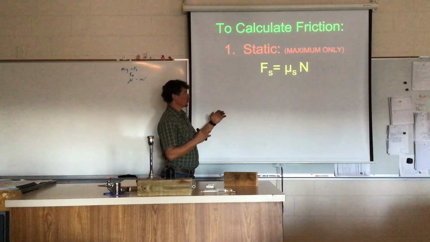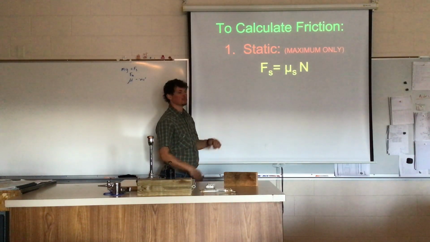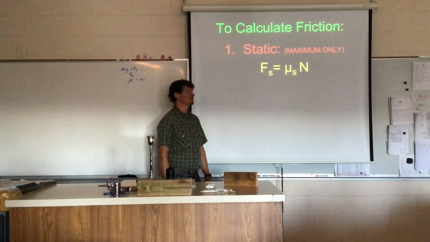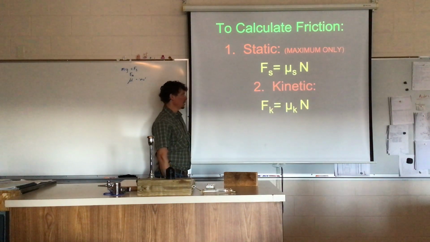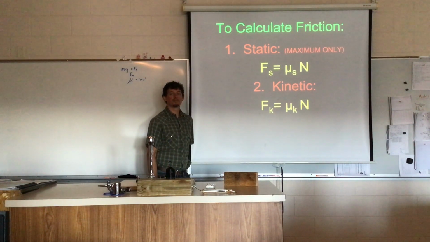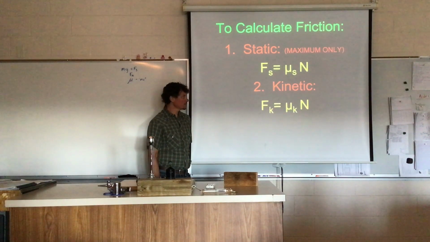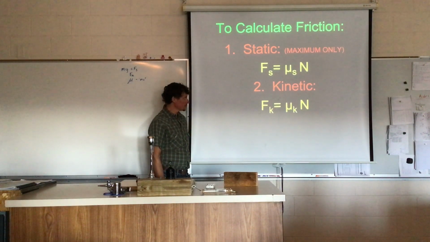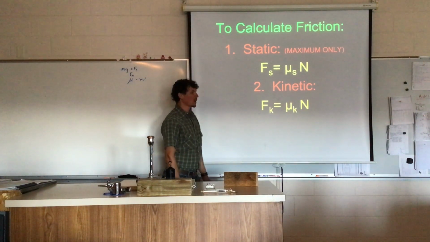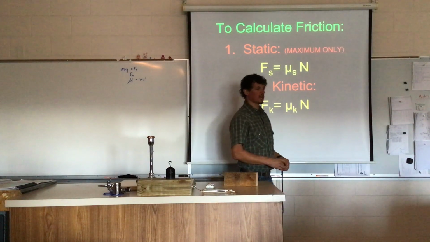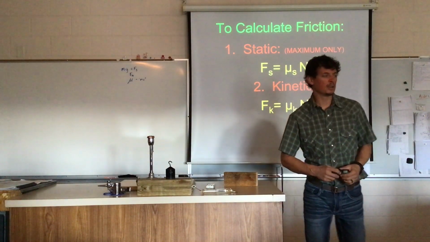Why is it just the maximum? We'll do some stuff with that in part 2 as well. If the thing is sliding across another surface, we have kinetic friction, and we just replace everything with Ks. We'll do some example problems with that in a second that have to do with skiing.